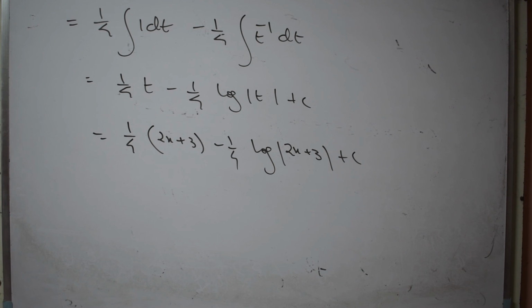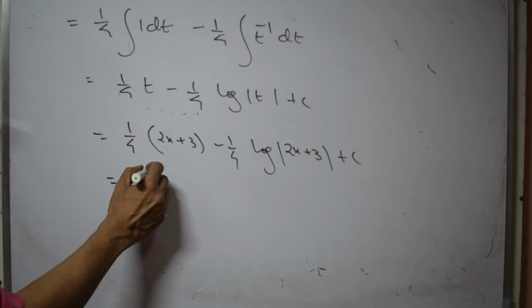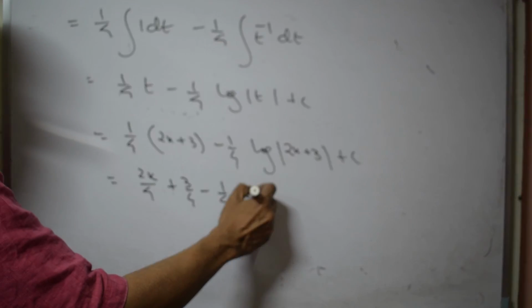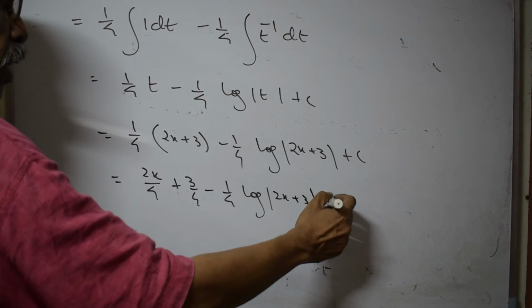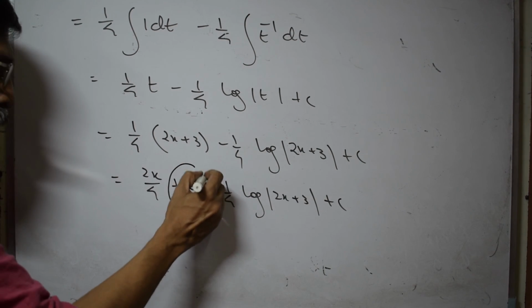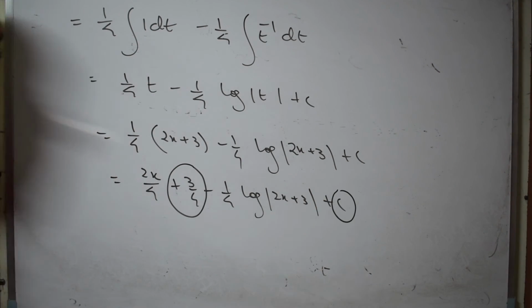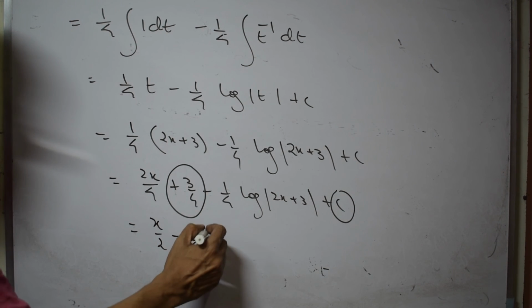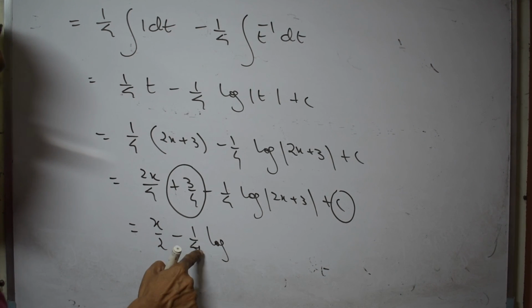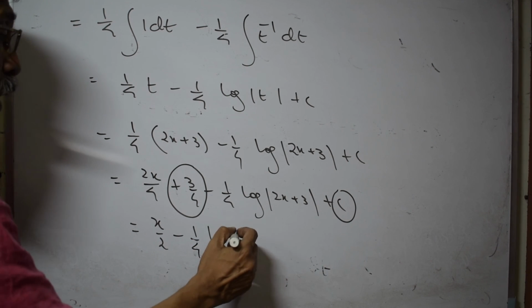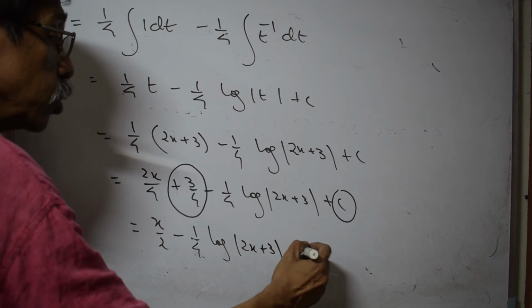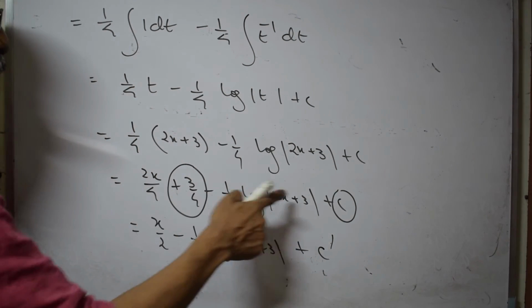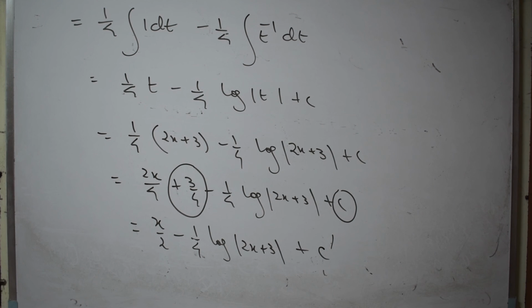This should not be the final answer, because if you open this, we will find one important thing to notice. 2x by 4 plus 3 by 4 minus 1 by 4 log (2x plus 3). We can simplify one thing. This 3 by 4 has no x and this c has no x. So we can club these two together. This is x by 2 minus 1 by 4 log (2x plus 3). Then these two together become a new constant c dash, which comes from 3 by 4 plus c. So this is our final answer.